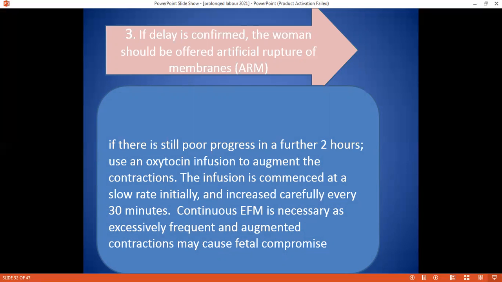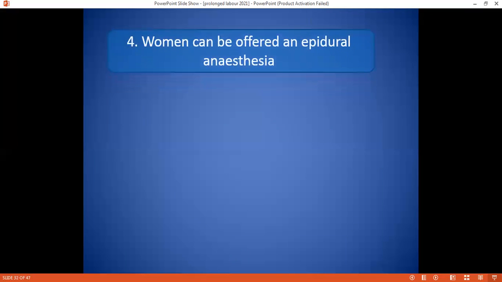Continuous electronic fetal monitoring, cardiotocography, is necessary as excessively frequent and augmented contractions may cause fetal compromise. You should keep in mind that once you infuse oxytocin, the contractions will become more powerful and more efficient, and the patient may develop a complication which is uterine hypercontractility or uterine hyperstimulation that may end with fetal compromise. So careful monitoring for the oxytocin drip is mandatory.